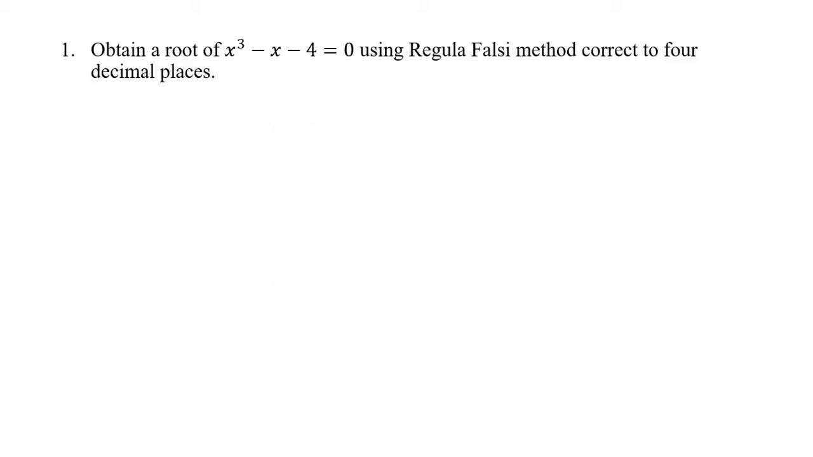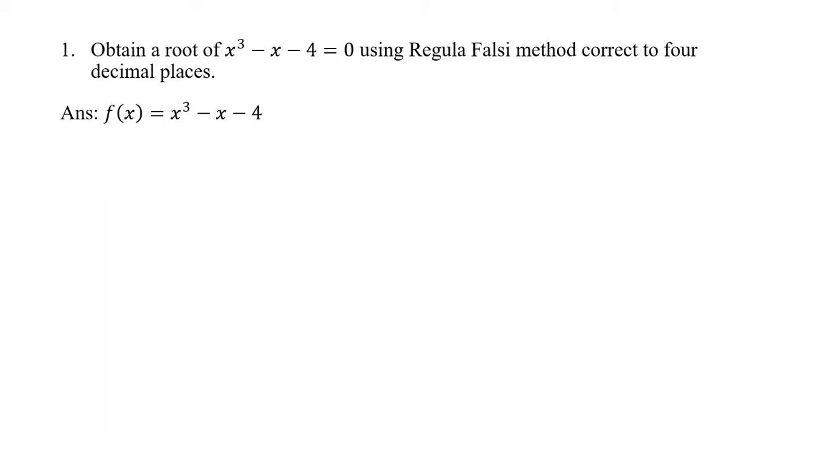Problem 1. Obtain a root of an equation x cube minus x minus 4 equal to 0 using Regula-Falsi method corrected to 4 decimal places. Let us choose f of x as x cube minus x minus 4. Since the interval is not given in our problem, we have to find out the location of the root.